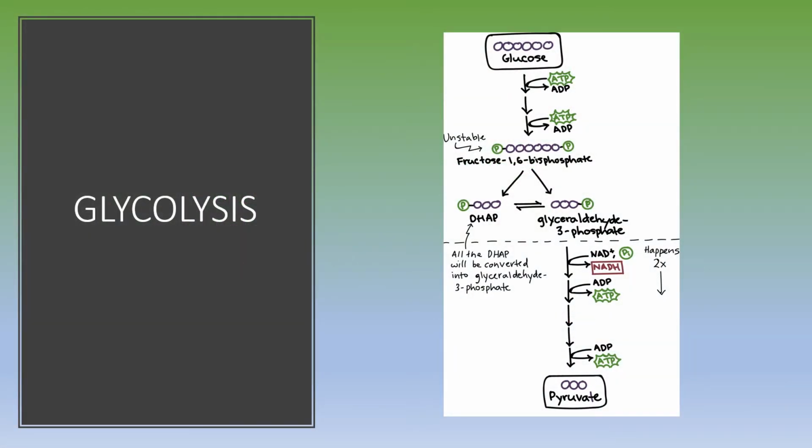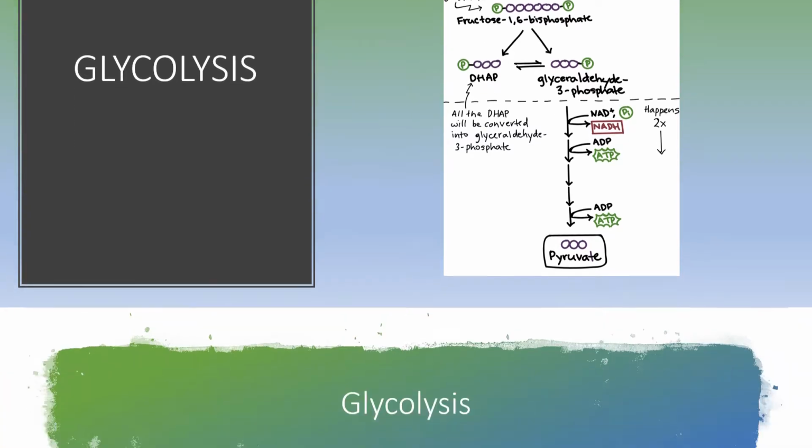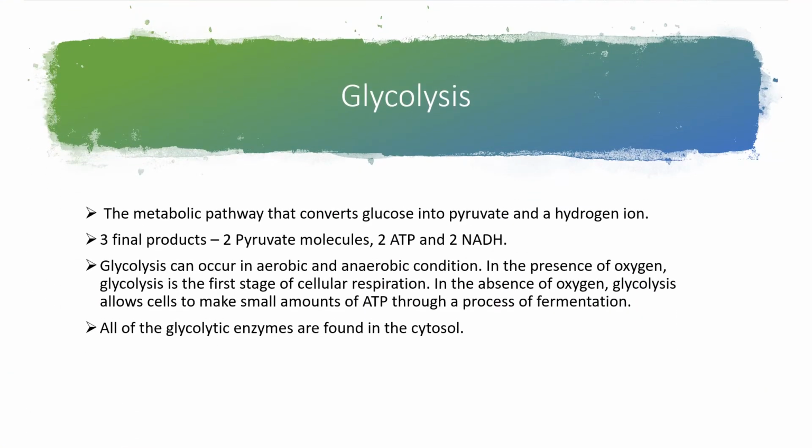This diagram shows the simple explanation for the glycolysis process. For your information, glycolysis is the metabolic pathway that converts glucose into pyruvate and a hydrogen ion. There are three final products of glycolysis, which are two pyruvate molecules, two ATP and two NADH.